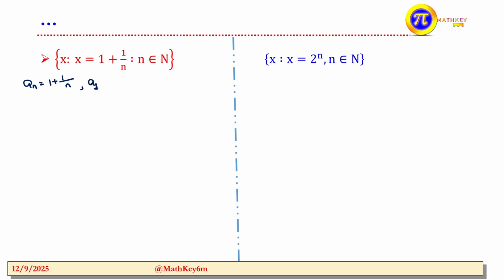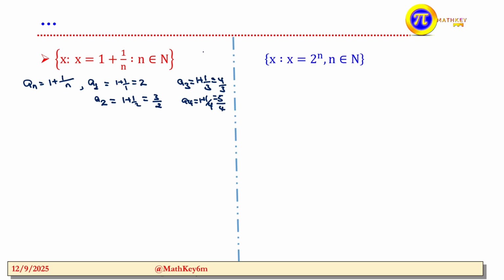The first one, a1, equals 1 plus 1 over 1, which is equal to 2. What about a2? a2 equals 1 plus 1 over 2, which is equal to 3 over 2. What about a3? a3 equals 1 plus 1 over 3, and the result is 4 over 3. What about a4? a4 means 1 plus 1 over 4, which is equal to 5 over 4.